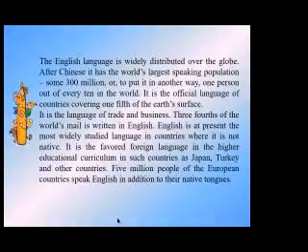It is a language of trade and business. Three-fourths of the world's mail is written in English. English is at present the most widely studied language in countries where it isn't native. It is a favorite foreign language in the higher educational curriculum in such countries as Japan, Turkey, and other countries.